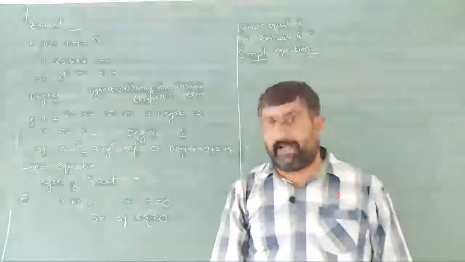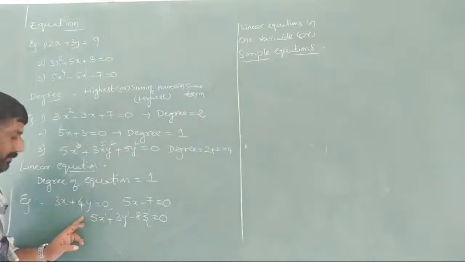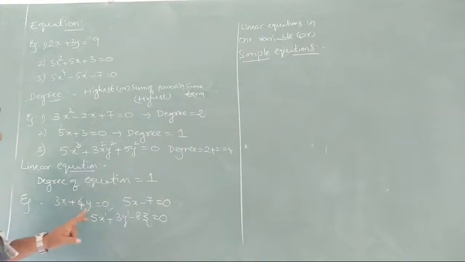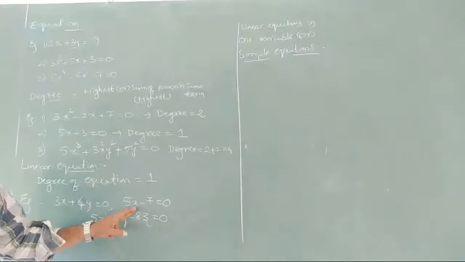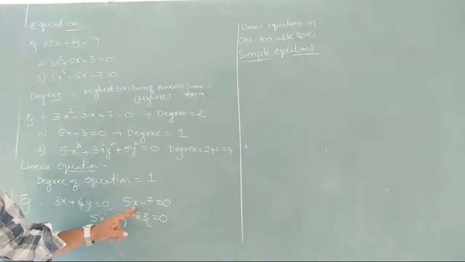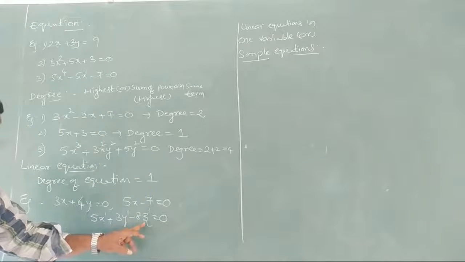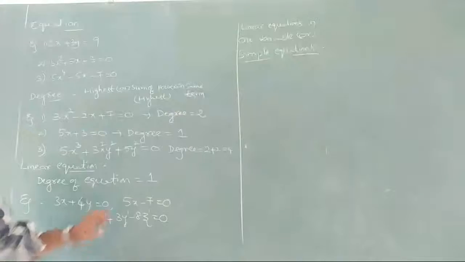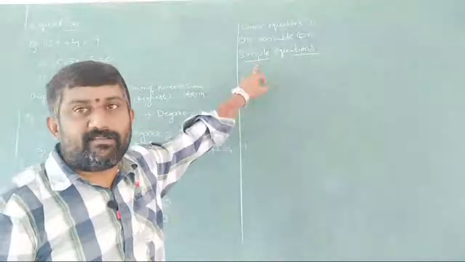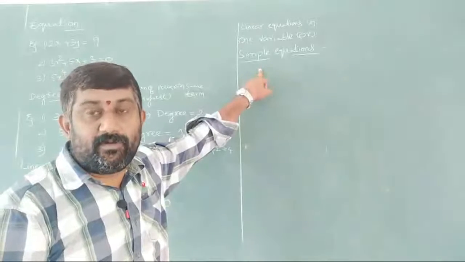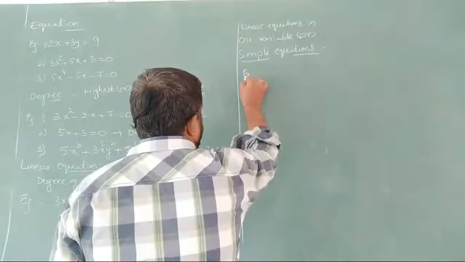linear equations in one variable, or simple equations we can say. Here are these three examples. In the first example we have x and y, two variables. In the second example we have only x, a variable being nothing but a letter, so only one variable. In the third we have three variables x, y, z. Now, the topic we are taking here is linear equations in one variable, and those are called simple equations also. So, let us take some examples here.